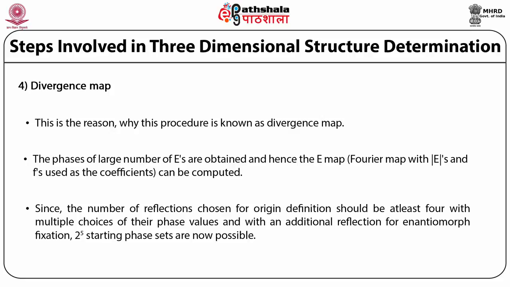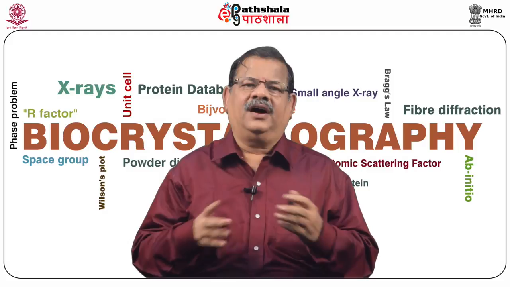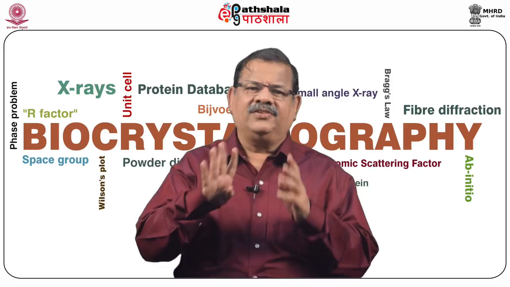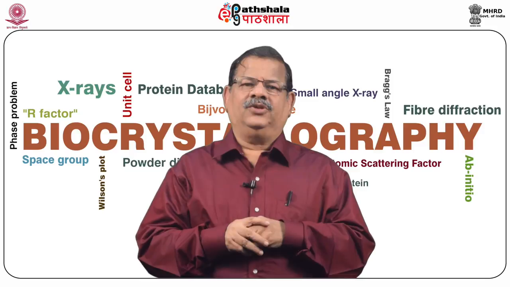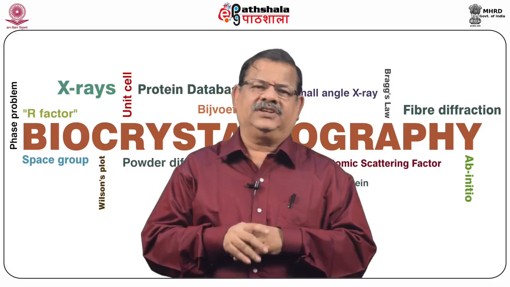If 4 zonal reflections are chosen with phases 0 or pi as known, which are called origin-defining reflections, and one more reflection for enantiomer fixation is chosen with phase value plus or minus pi by 2, now one has 5 reflections, each having 2 choices for phase values. So totally we have 2^5, 32 combinations of the starting 5 values for the phases. Accordingly we have 32 sets of solutions given by direct methods.